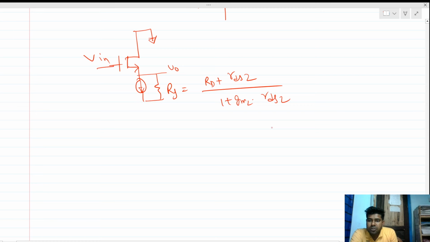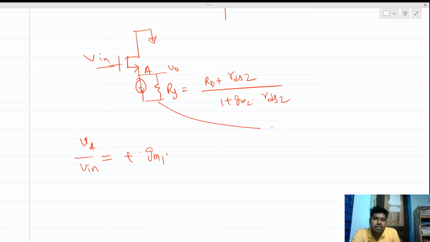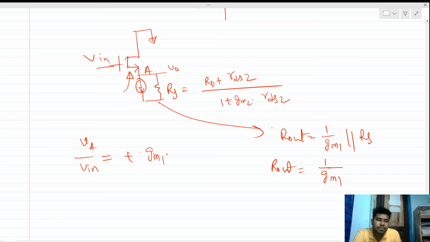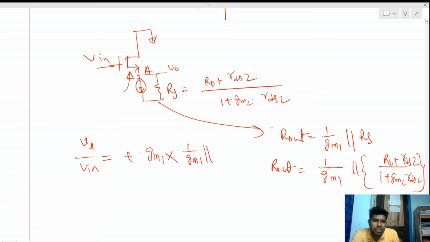Now what will be our overall gain? This is our VA node. VA over V in will be nothing but the GM, which is GM1, times the RDS here. What will be the RDS here? The effective R out will be 1 over GM, the impedance looking up here, in parallel with this RS. If we simplify it, it will be 1 over GM in parallel with RD plus RDS2 divided by 1 plus GM2 RDS2. So this is the final expression.